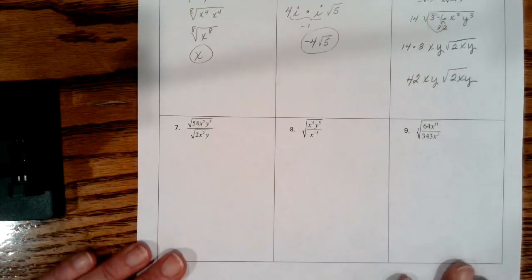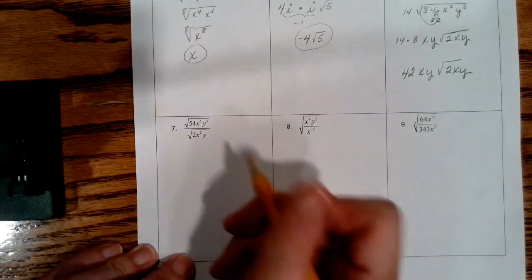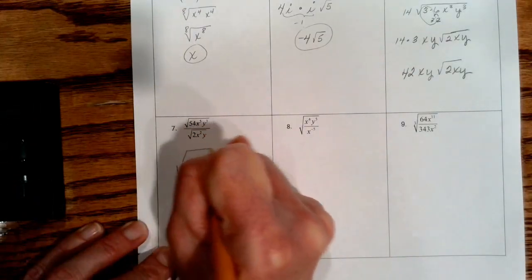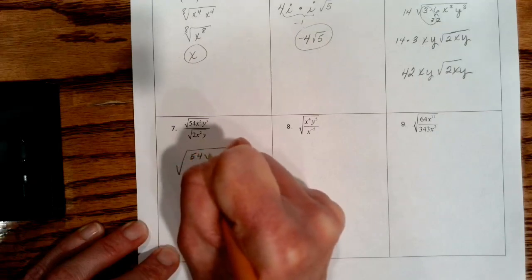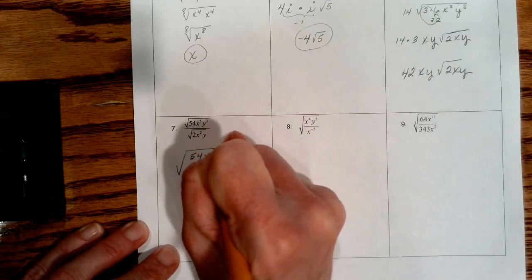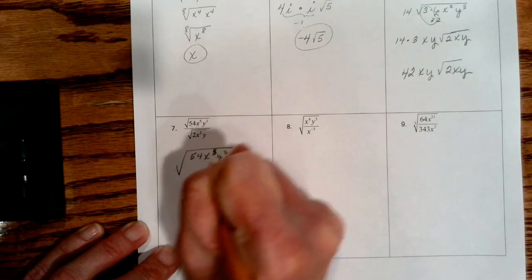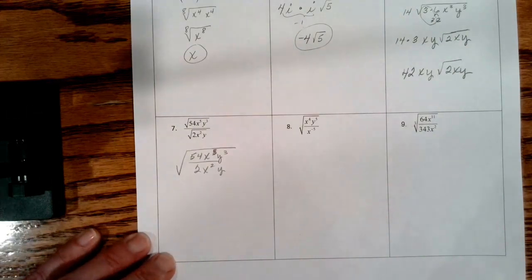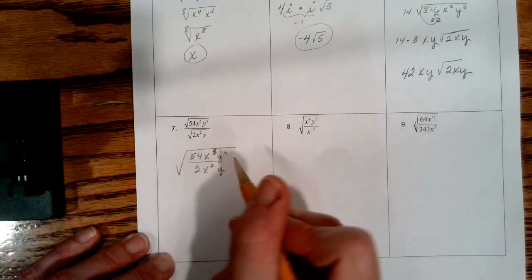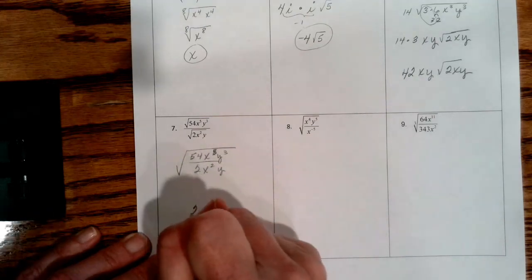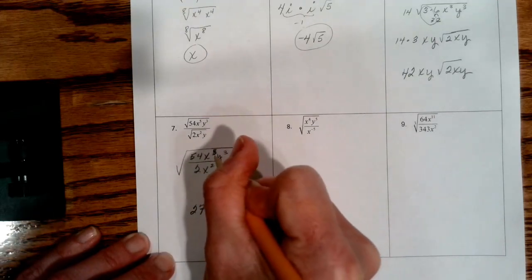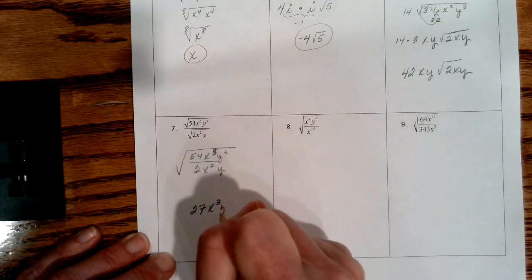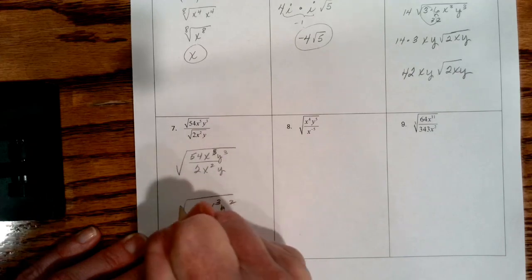All right, number 7. We can go ahead and put all this under one radical sign. So I can go ahead and have 54 x to the 3rd, or x to the 5th, y to the 3rd, over 2x squared y. When I go to simplify this fraction, 54 divided by 2 is 27. X to the 5th, same base subtract, gives me 3 x's. Same base subtract gives me 2 y's. And don't forget, I'm taking the square root.